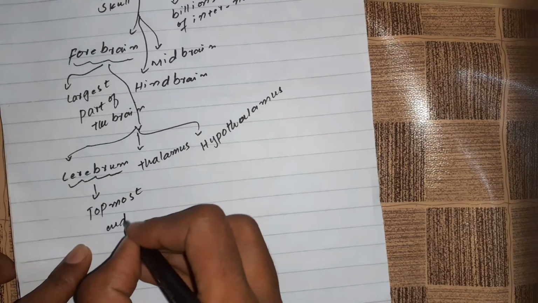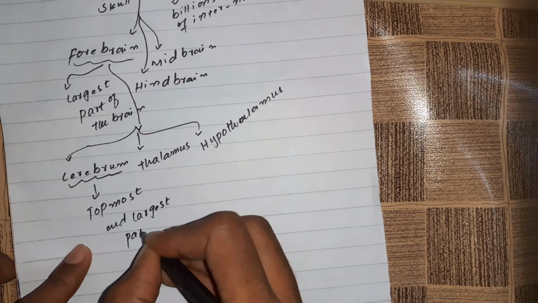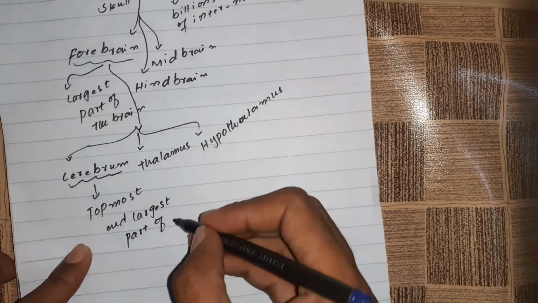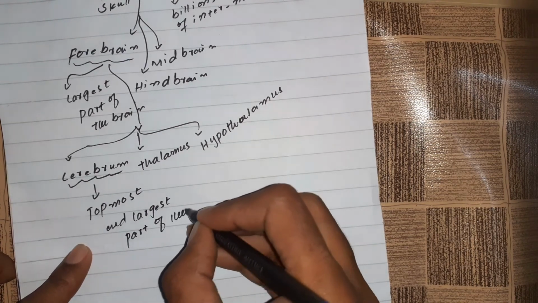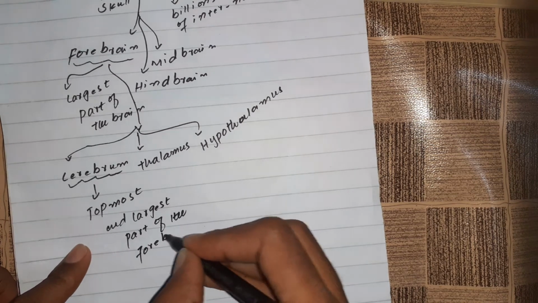Topmost and largest part of the brain, of the forebrain. Clear? Cerebrum is the largest part of the forebrain. The cerebrum is the topmost and the largest part of the brain, or you can say forebrain.